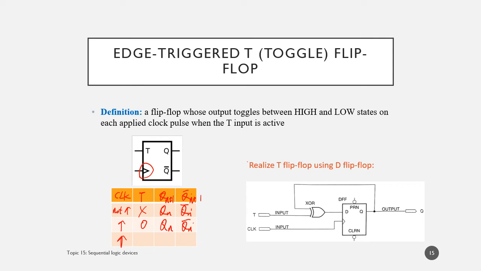When we have a rising edge and T is active at that moment, then the Q will toggle. So Qn plus 1 equals Qn bar, Qn plus 1 bar equals Qn. It just toggles the output. You can realize the T flip-flop using a D flip-flop and an XOR gate. Just connect the output back to the input like that. Again, I will leave the analysis to you if you are interested. The important thing is that you understand how the T flip-flop works as a module.